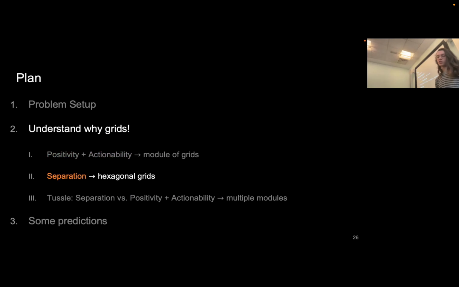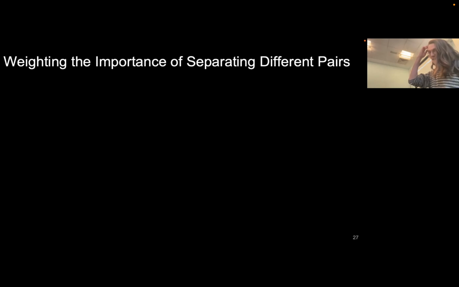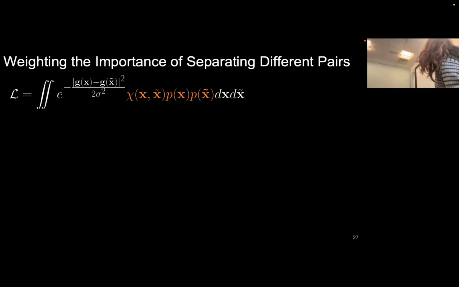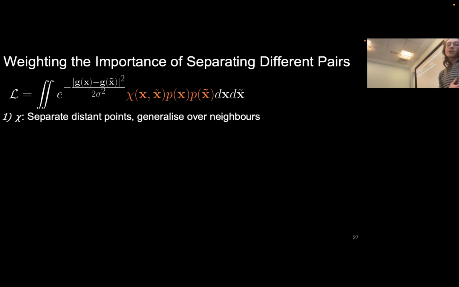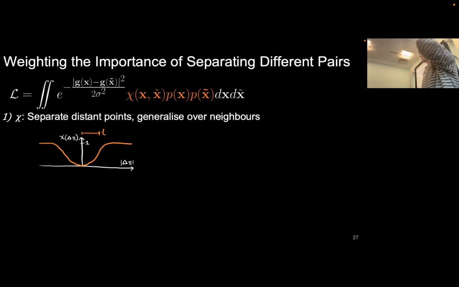Now we're going to choose from amongst the modules of grids to get hexagons. And the bit that we're going to consider in order to do that is the chi and the P that I introduced before. So to recall what those are, chi was a term that said that there's a weighting of different pairs of points. And it's important to separate the points that are actually far away from each other. More important to separate those than neighbors. So the way we do this is chi is a function that depends only on the distance between x and x tilde and has some little length scale, little l. Beyond little l, you need to separate them. So chi is 1. Within little l, it's decreasing down to 0. So eventually it's 0, and you don't care about separating that pair of points.